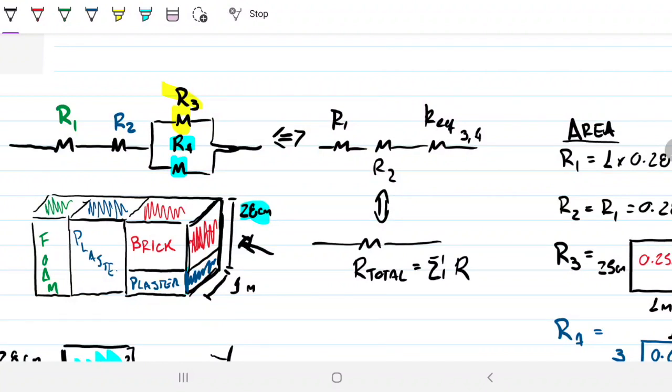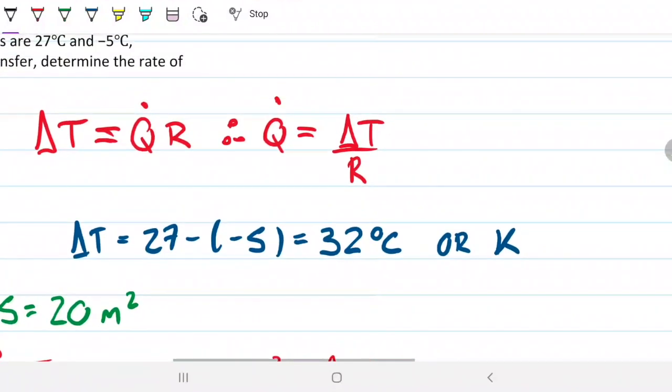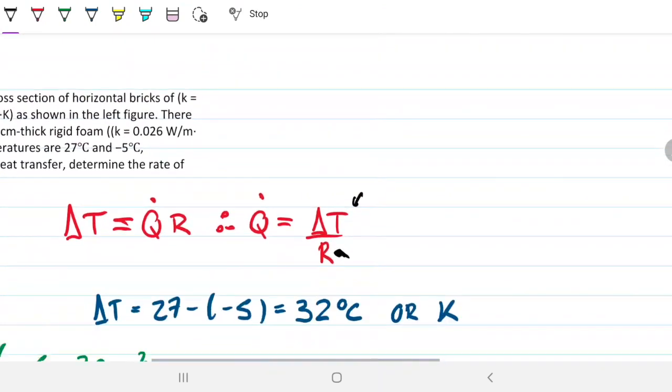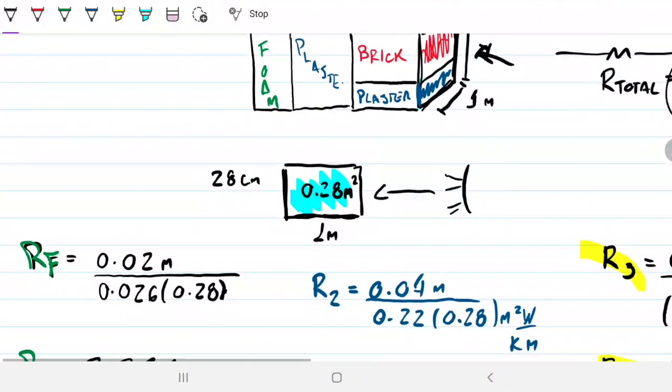And then once I have this one final one, I can go back to this idea here and plug in that final resistance. I already have a difference in temperature, so I can find my Q. Okay, so what are the resistances? Well, one by one I have them here.